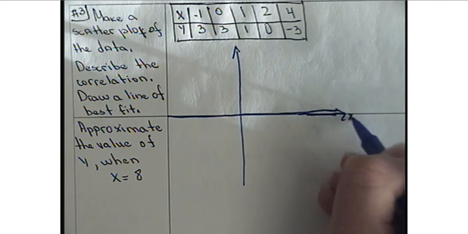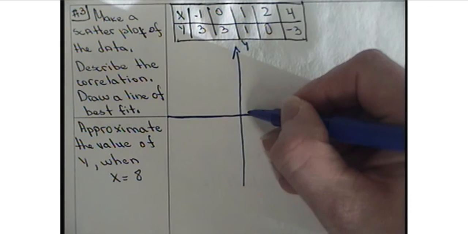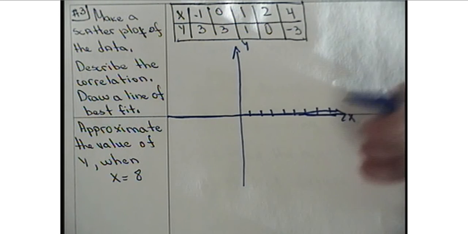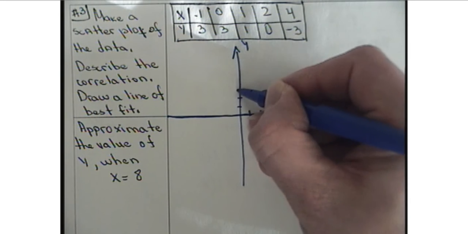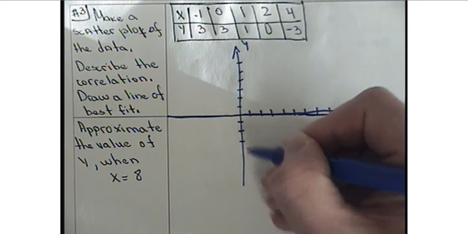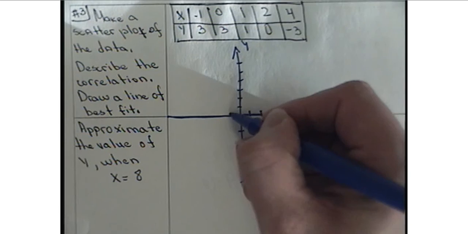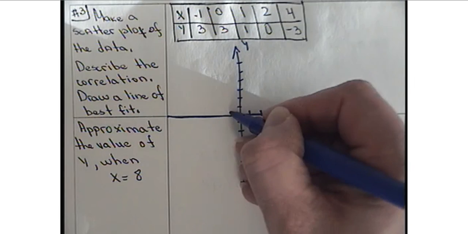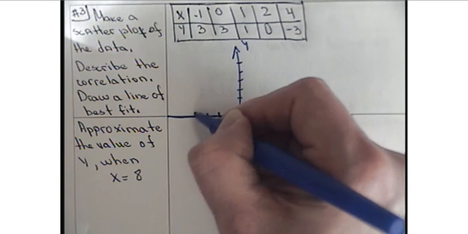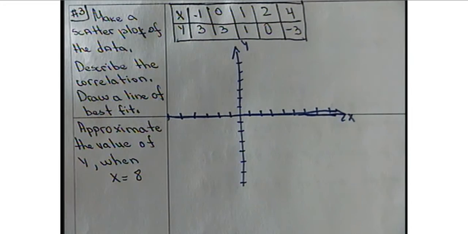So this is x, this is y. You can put some measurements here. 1, 2, 3, 4, 5, 6, 7, 8. 1, 2, 3, 4, 5, 6. Negative 1, negative 2, negative 3, negative 4, negative 5, negative 6, negative 7, and the negatives on the x coordinate axis will be negative 1, negative 2, negative 3, negative 4, negative 5, negative 6. I think we're good. It's kind of equal distance.